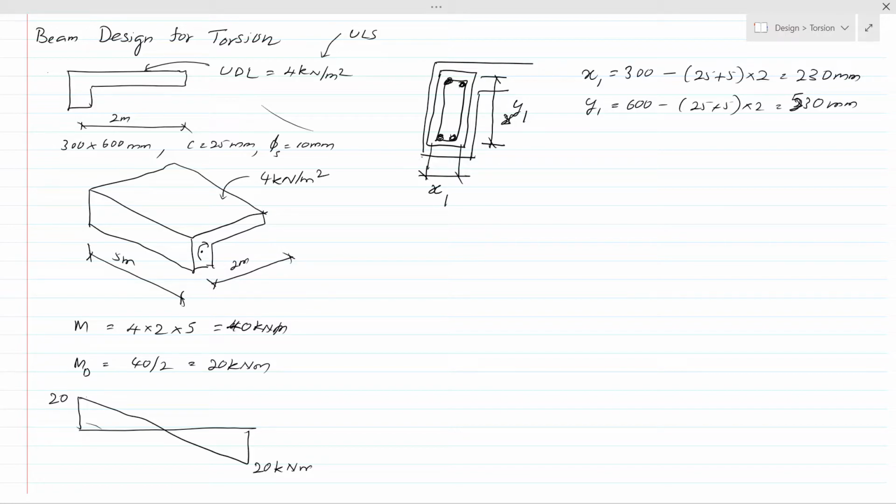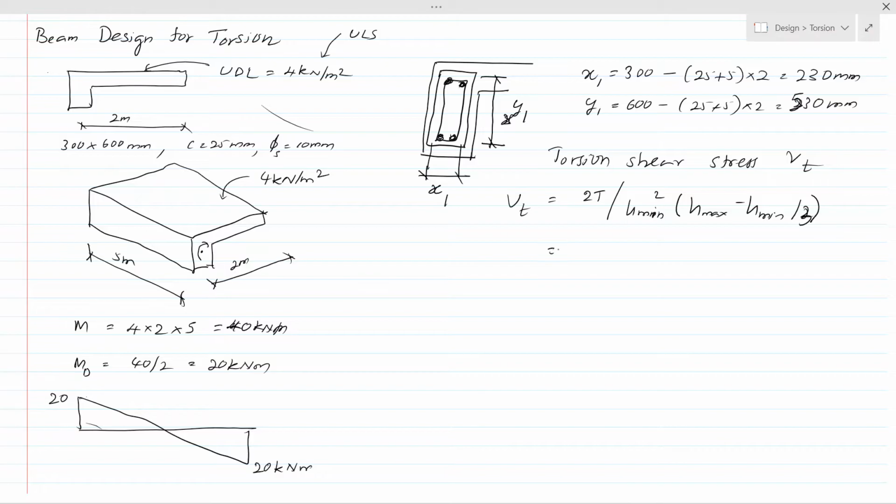Then we have to calculate the torsional shear stress. Now let's calculate the torsional shear stress, vt. This equation is given in the code, and we can use it directly. vt equals 2 times T, the torsional moment, divided by h minimum squared into h max minus h minimum divided by 3. From this you can calculate the torsional shear stress.